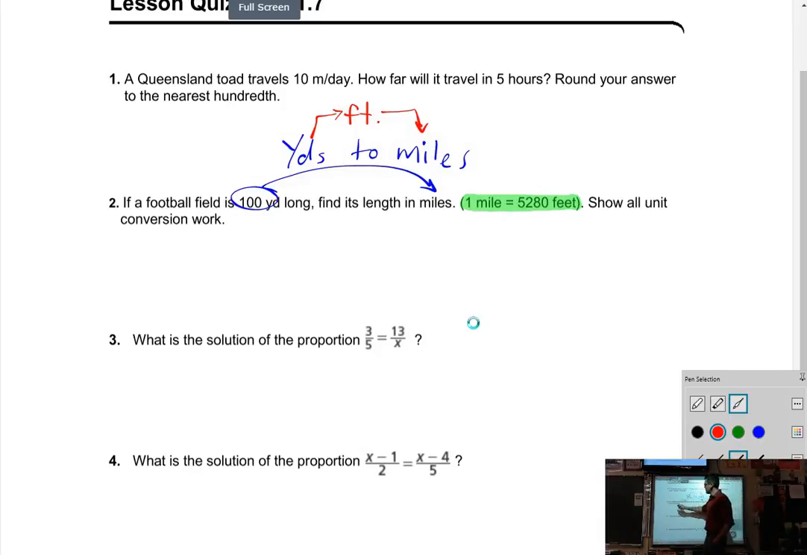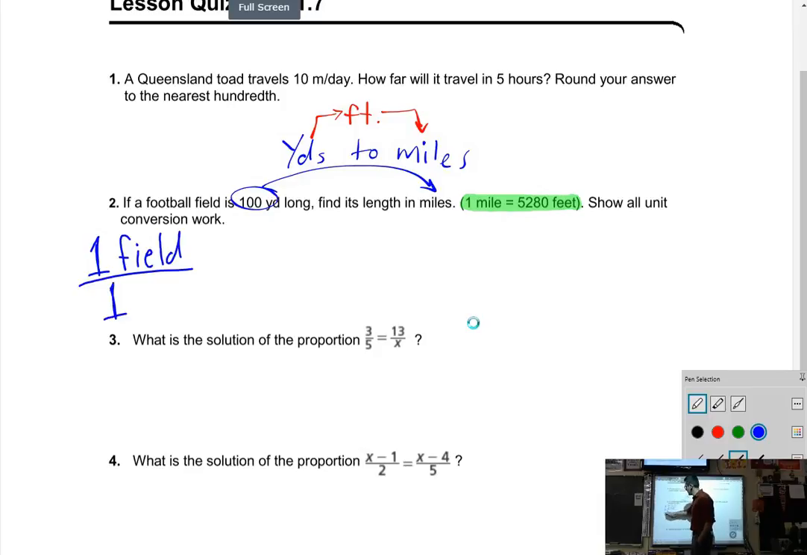So really, this football field, they tell me one field is 100 yards.